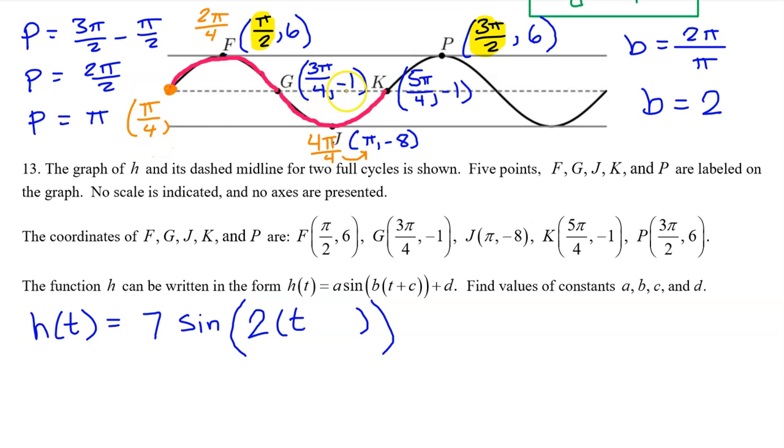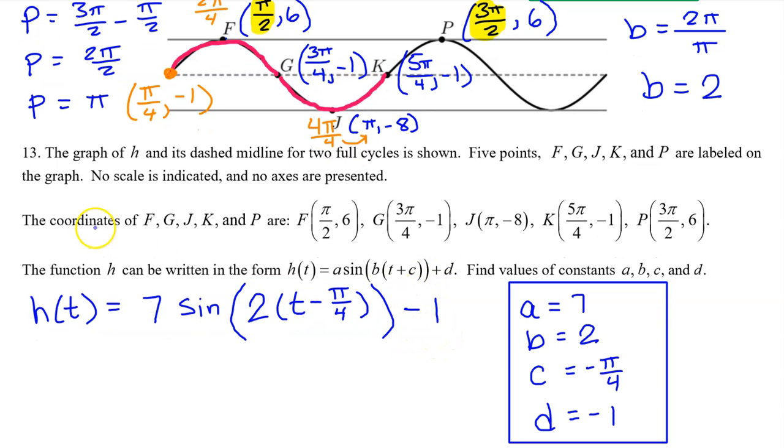over 4. I might as well record the output value of negative 1, which is the midline value. So my phase shift is positive pi over 4. Therefore, the C value will be the opposite of this, which is negative pi over 4. That just leaves the D value, which does correspond to the midline. The midline is here at y equals negative 1. So the D value is negative 1. And that's it for number 13. You can either record your answer like this or leave it like this.